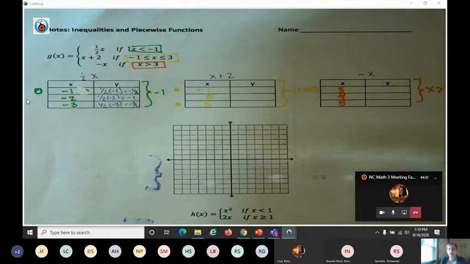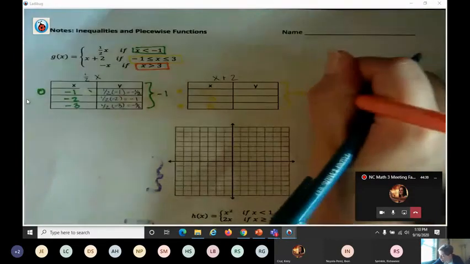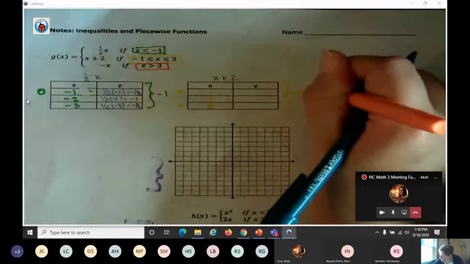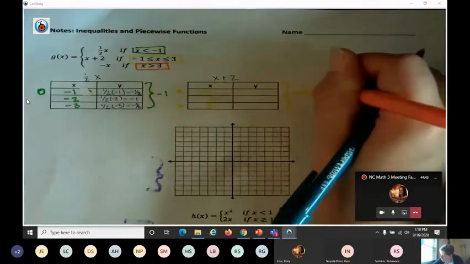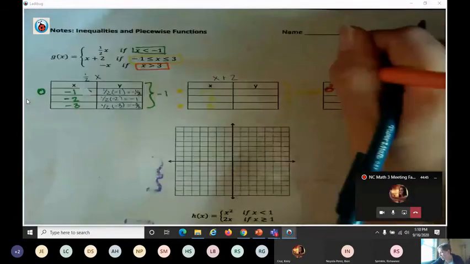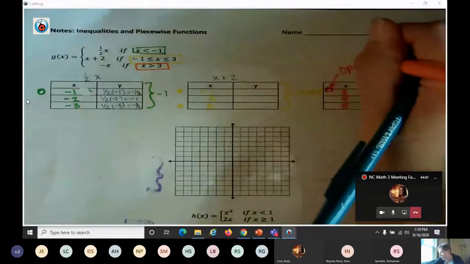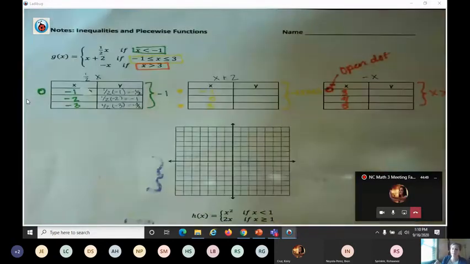Then for the yellow domain, oh, and I forgot, I'm sorry. This is strictly greater than, so this is going to have an open circle. I'm going to write that this is an open dot, so we know it's not a 0.